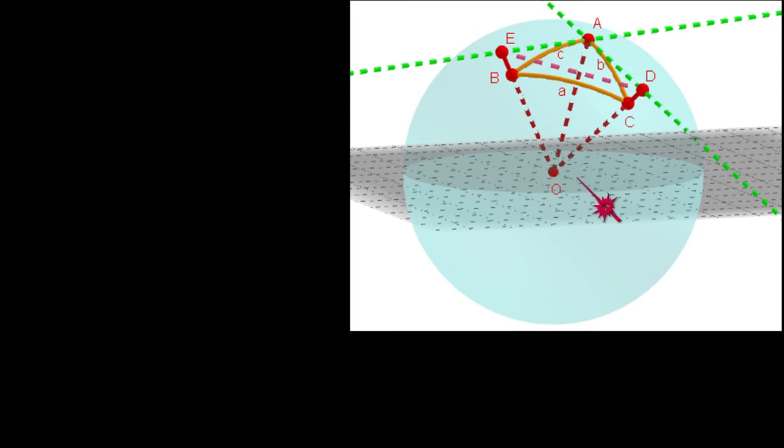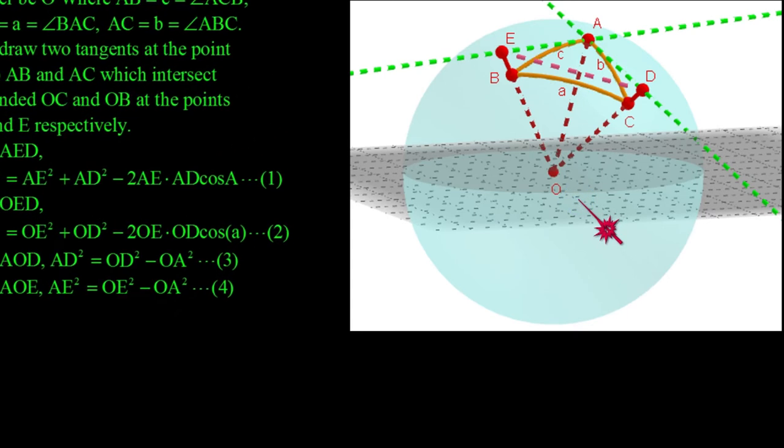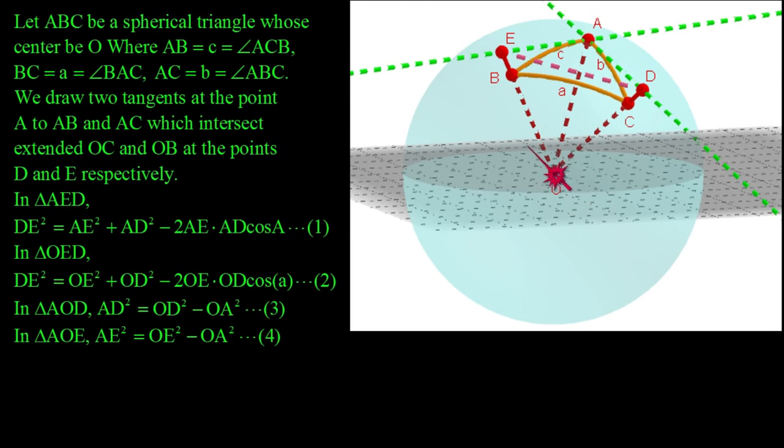Now I'm going to discuss the cosine formula of spherical trigonometry. To do that, first of all, we consider ABC to be a spherical triangle whose center is O, where arc AB equals c, angle ACB. Again, BC equals a, angle BAC. AC equals b, angle ABC.